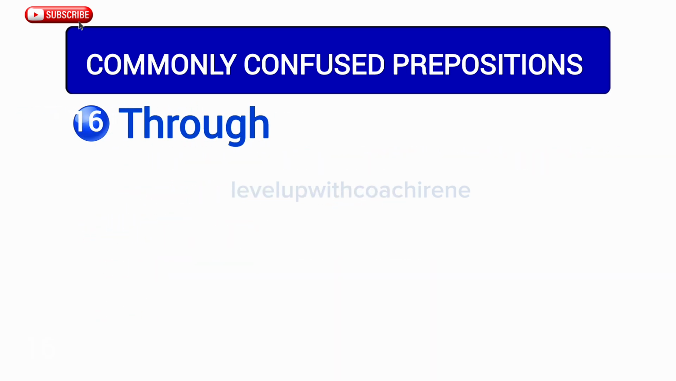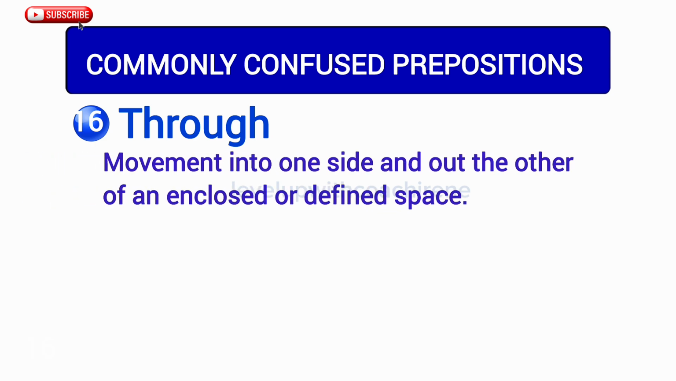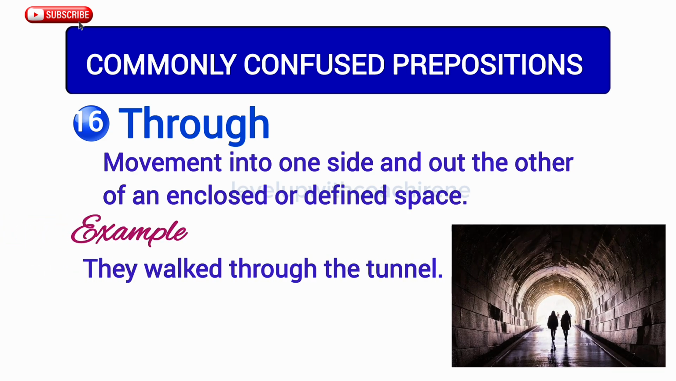Let's look at through. Through describes movement into one side and out the other of an enclosed or defined space. It suggests passing within or inside something. For example, they walked through the tunnel.